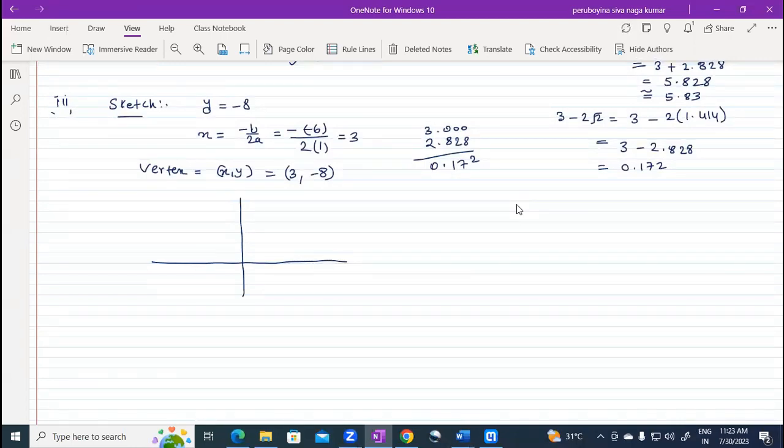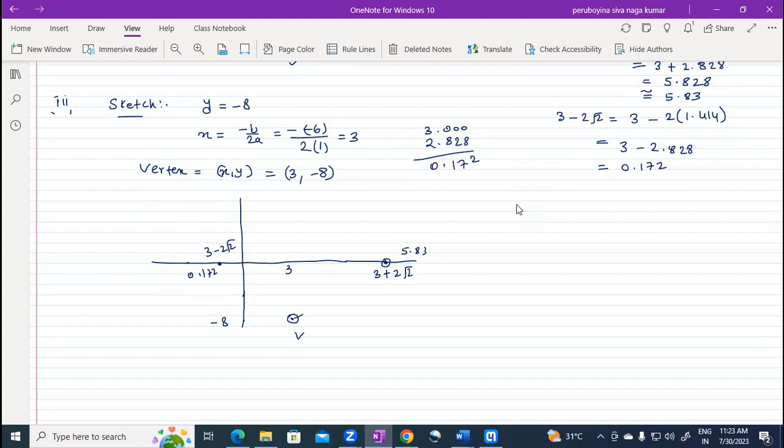So where is the vertex? At 3. X value is 3, y value minus 8. So this is the vertex. I am mentioning the vertex as V. And what are the values? We got cutting points 3 plus 2 root 2, somewhere here map it. And 3 minus 2 root 2, somewhere you can map it here. Its numerical value is 5.83. This numerical value is 0.172.